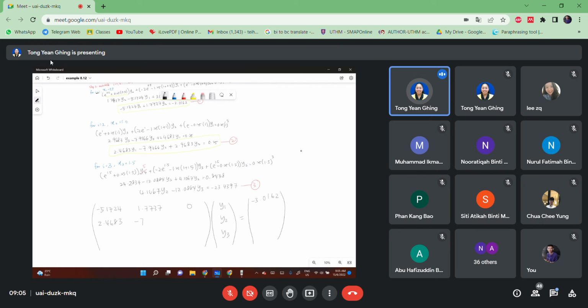And then the second equation, I can write as 2.4683, negative 7.9366, and then 2.9683. This one is 0.25. And then the third one, this is 0, y1 we don't have, and then this one, 4.1067, and then negative 12.0884. This is negative 23.4397.